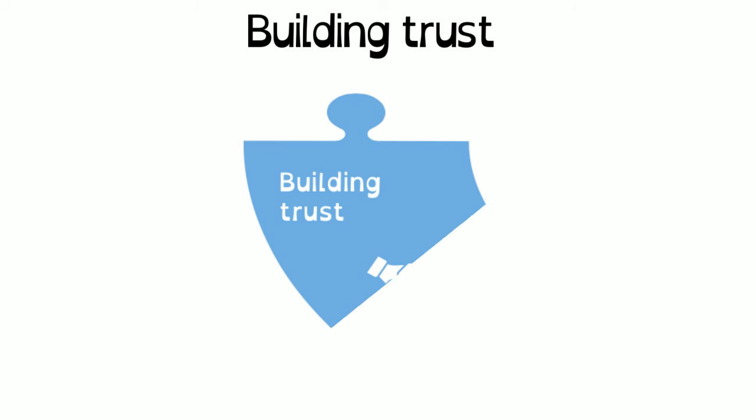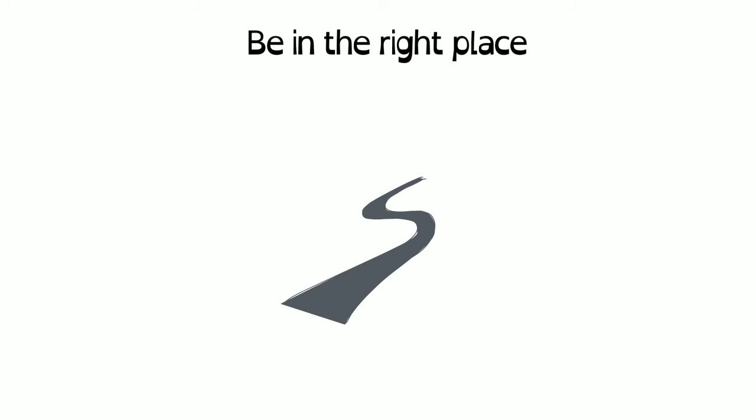Now let's cover building trust. Building trust is really important. If people don't trust what you'll do with their data, they won't feel comfortable sharing it. That means you need to be at the right place in your diversity and inclusion journey, so people know you really care. You'll need a comprehensive communication plan to build up to asking for people's data.